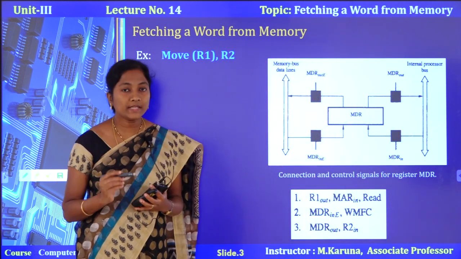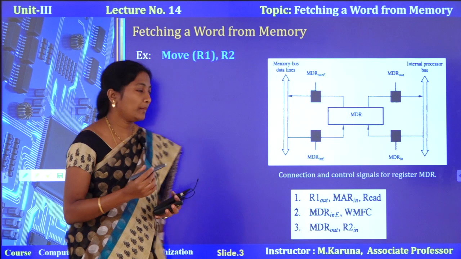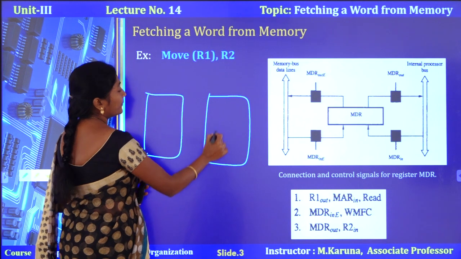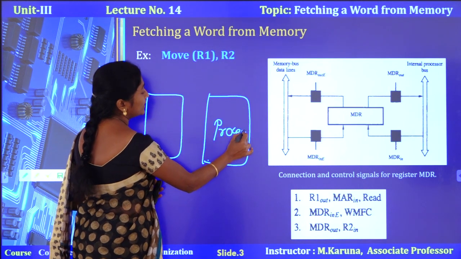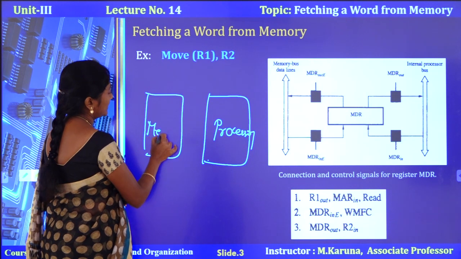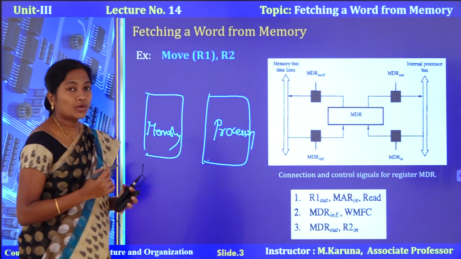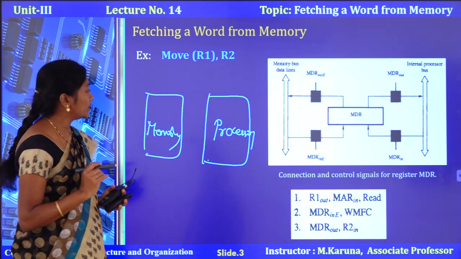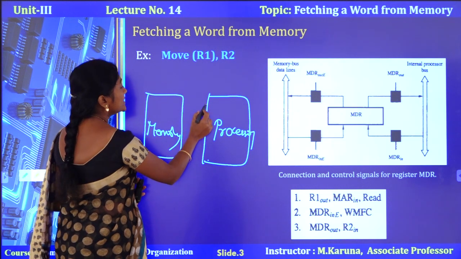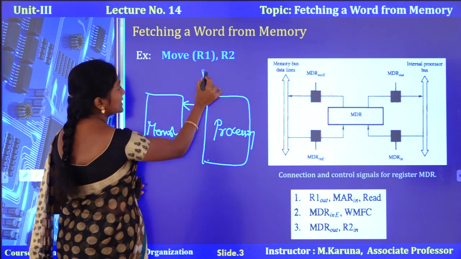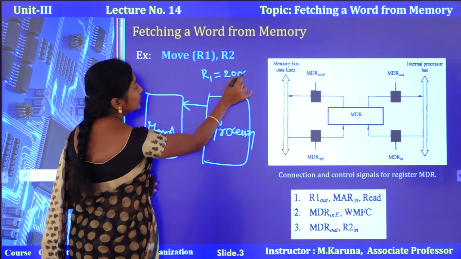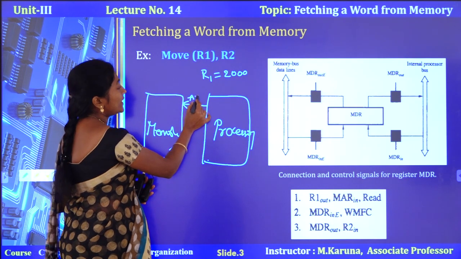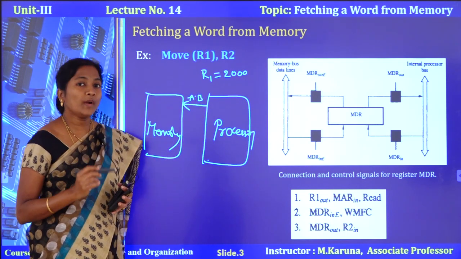Here this is the external bus and this is the internal processor bus. Now let us take a block diagram of processor and memory. This is the processor and this is the memory. The memory is external to the processor. Initially the processor sends the address. What is that address? R1 has address 2000. The processor sends the address to the memory through the address bus.